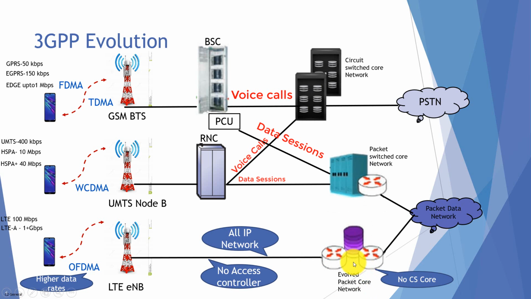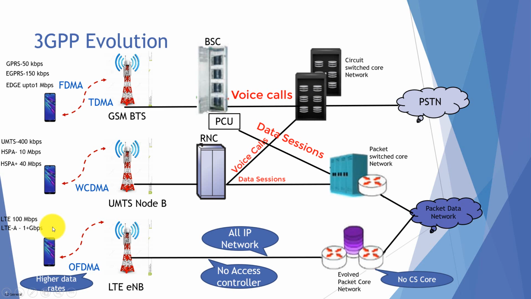The third difference here is in the air interface technology, where the LTE uses OFDMA, orthogonal frequency division multiple access, that provides very high data rates. As you can see, the data rate in the LTE network is around 100 megabit per second. However, the LTE Advanced, which is more enhanced than the normal LTE, has a data rate of plus 1 gigabit per second. So this is a major jump in the data rates.